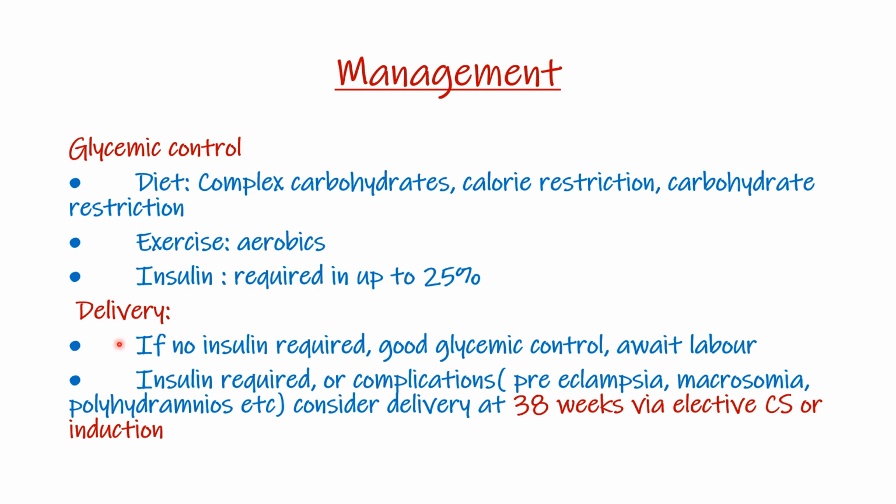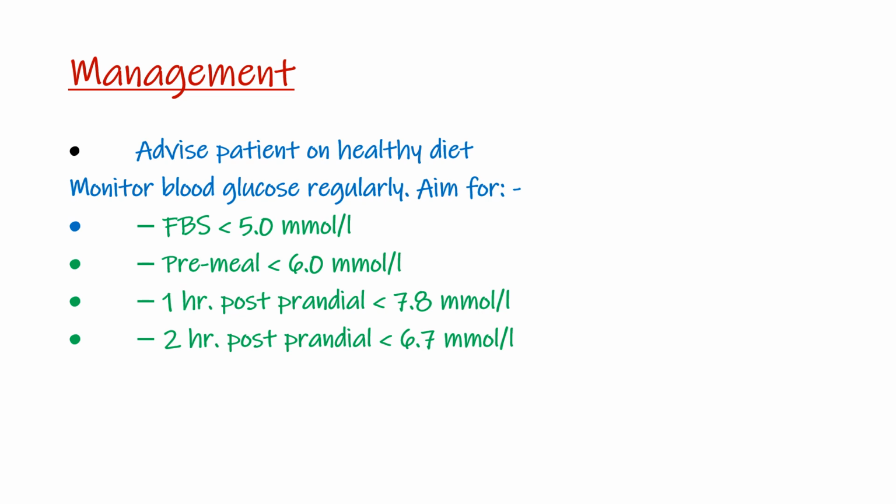In terms of delivery, if no insulin is required and we have good glycemic control, then you await labor. However, if insulin is required, or you have complications such as preeclampsia, macrosomia, or polyhydramnios, then you consider delivering at 38 weeks via elective CS or induction. So those are our two goals. When you already have these goals in your picture, it will be very easy to cruise through the slides.